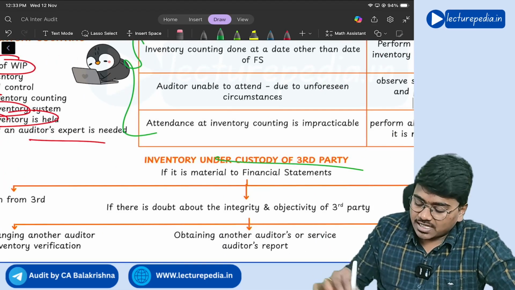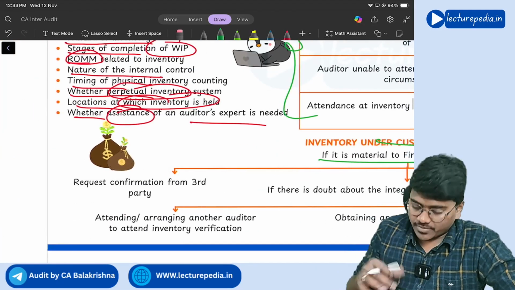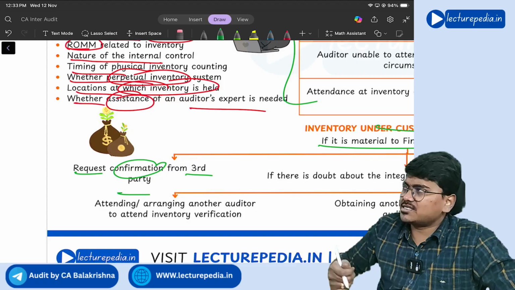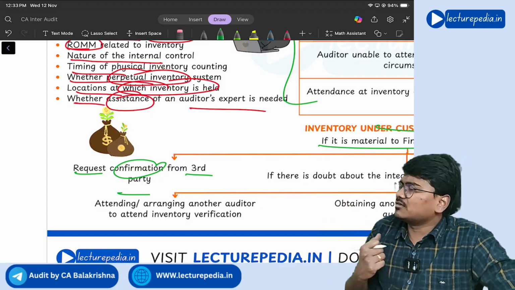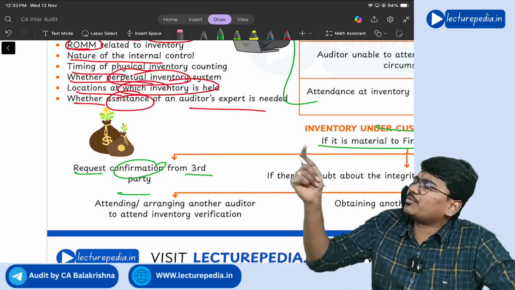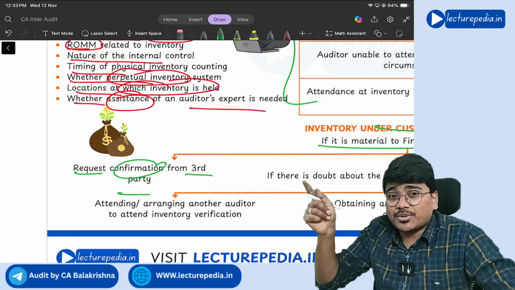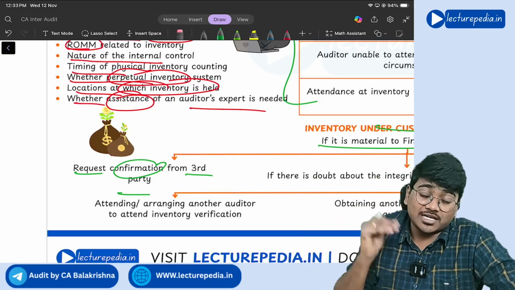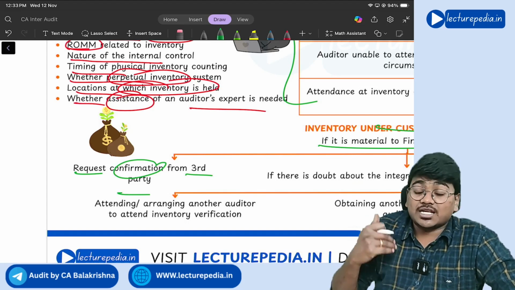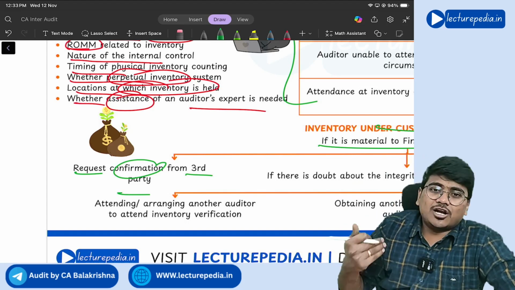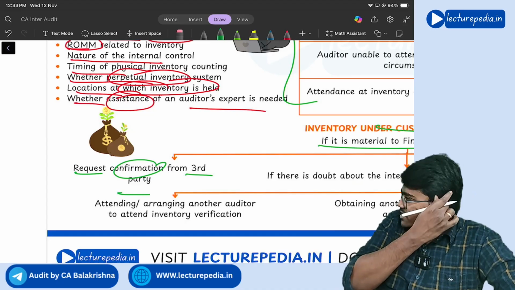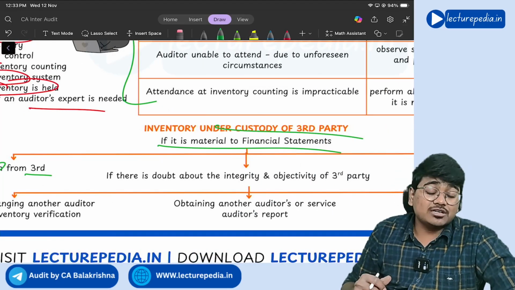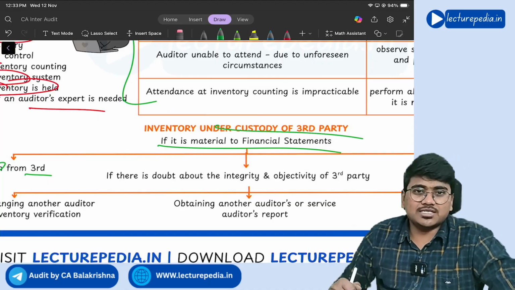See, inventory under custody of a third party, if it is material to the financial statements, request confirmation from the third party. So he will send a confirmation to the third party. See, the entity is saying that inventory is present with you. Is it actually present with you? Please give me a confirmation. Clear, right? Like that the auditor will say. The auditor will perform the procedure. If at all it is not possible, the entity is not allowing you to send a confirmation, or you are having a doubt over the confirmation sent by that third party.